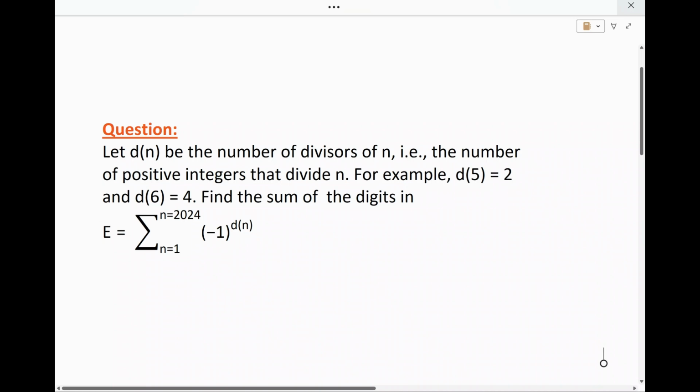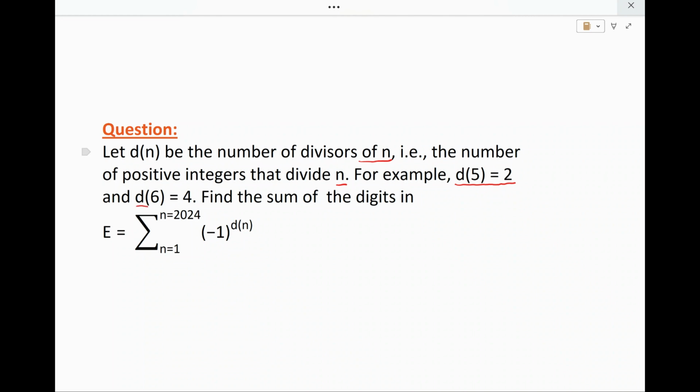Question. Let dn be the number of divisors of n. That is, the number of positive integers that divide n. For example, d5 is equal to 2. Why 2? Because 1 and 5 are the only two positive integers that divide 5.